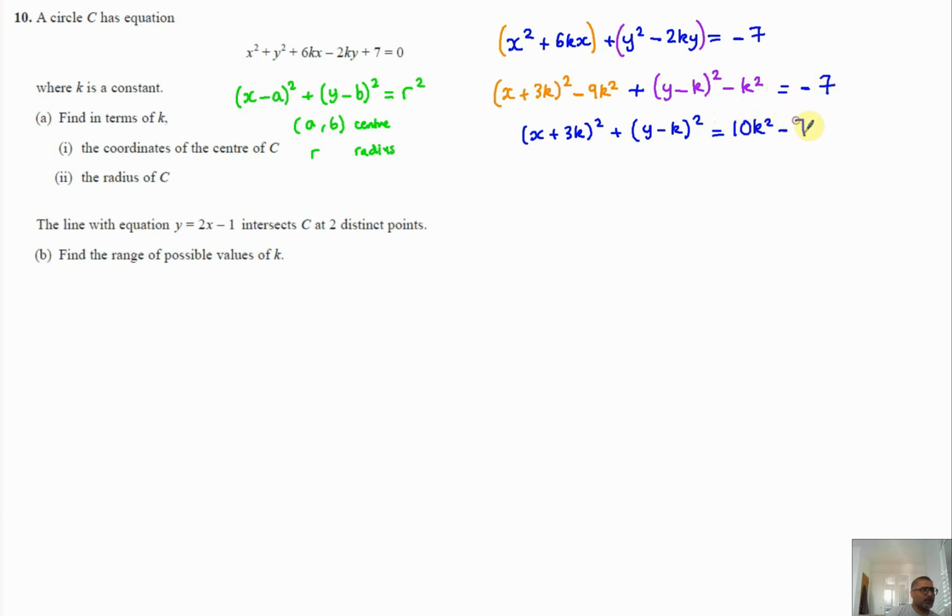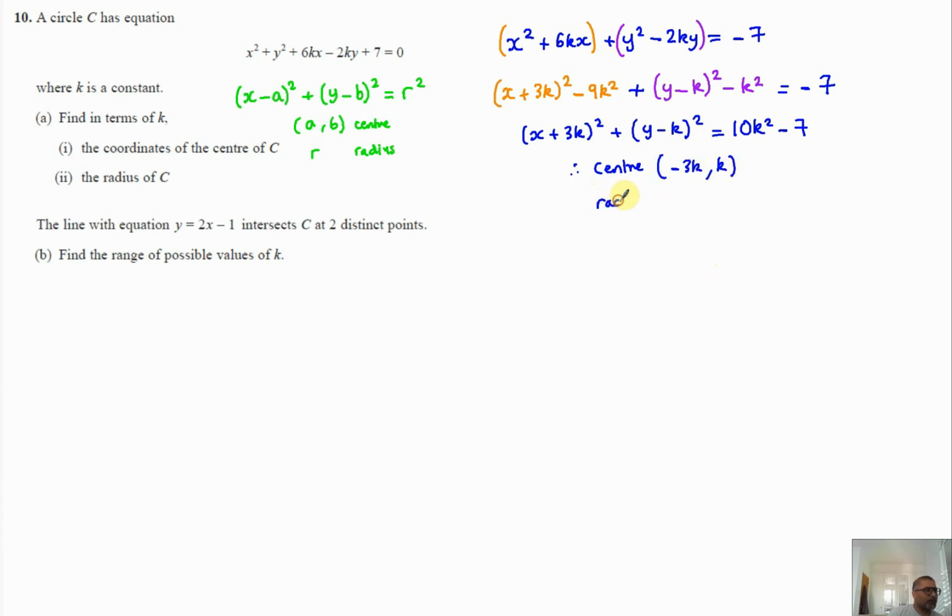We already have the minus 7, and because k is a constant, that means that value there is a constant. The values inside there are a constant, so therefore I can work out my center will be the negative values of what's in the brackets. So in this case it will be minus 3k, my x value, and plus k for my y value. So that would be my center.